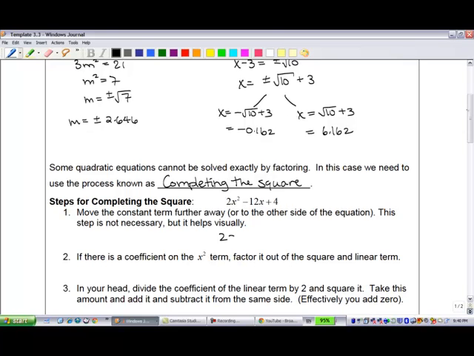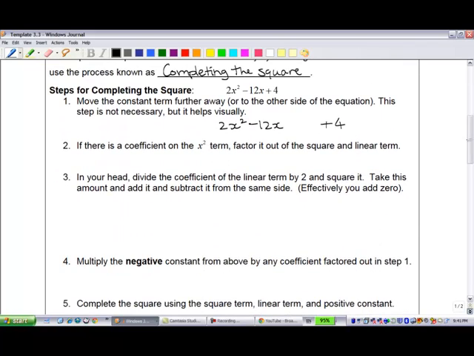So what I mean by further away is, let's just write 2x squared minus 12x. And still write plus 4, but I'm going to put a little gap in there just to show that it's not going to really be involved in what we're doing here. If there is a coefficient on the x squared term, factor it out of the square and linear term. So we would group the 2x squared minus 12x, and any coefficient on x squared, in this case the 2, we're going to pull that out of both the x squared term and the linear term. And the plus 4 is still sitting off to the side. Notice I don't factor out an x, I just factor out the coefficient.